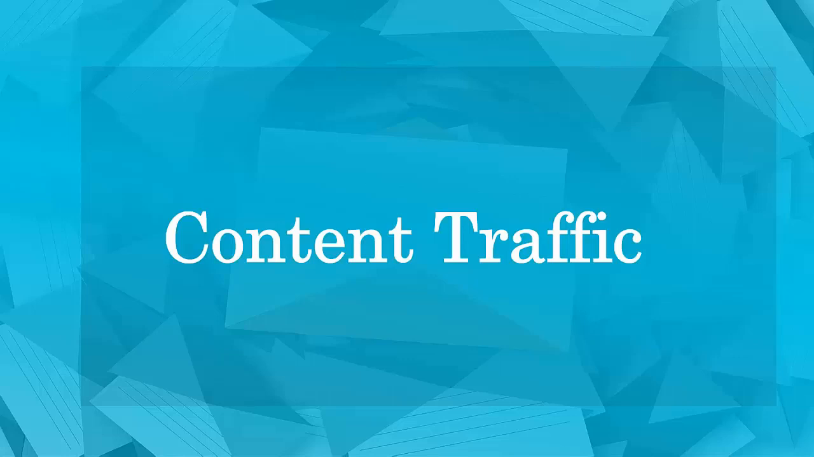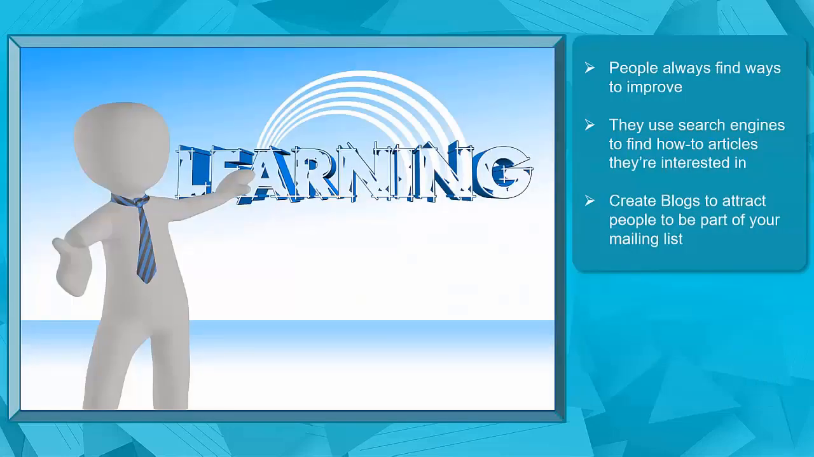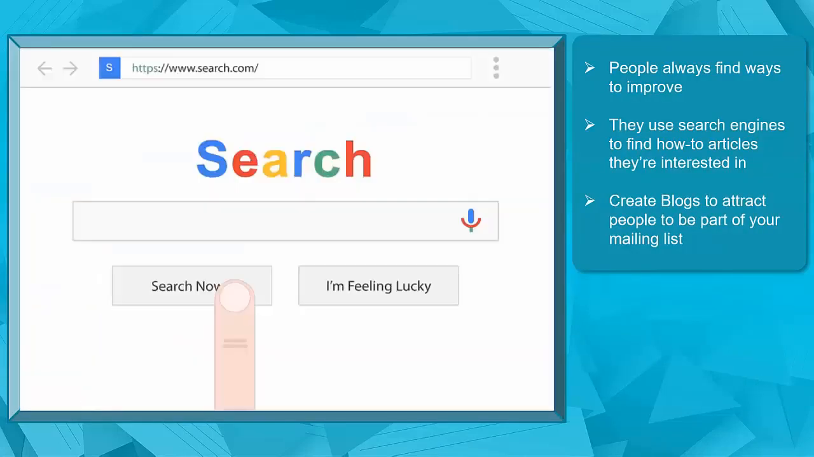In this lesson, we're going to talk about content traffic. Let's get started. People are always searching for ways on how they can improve. They primarily use search engines like Google to find how-to articles about certain topics that they are interested in learning about. This is one way you can attract more people to be part of your mailing list.